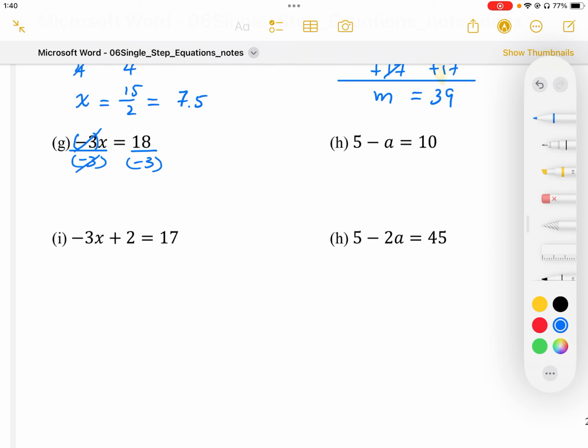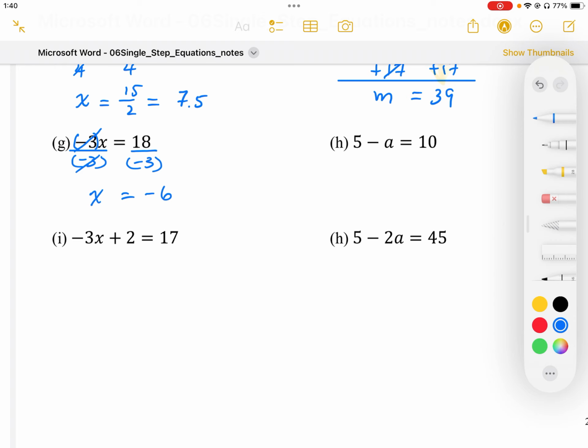These cancel. When I cancel times and divide, I'm left with 1. So I have 1x. On the right-hand side, 18 divided by negative, well, that's 1 negative, so my answer is negative. 18 divided by 3 is going to give me 6. So my answer is negative 6.